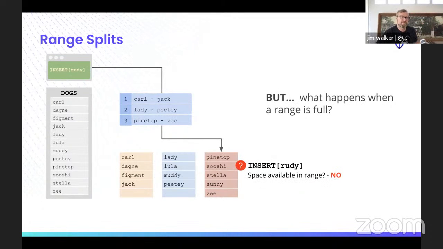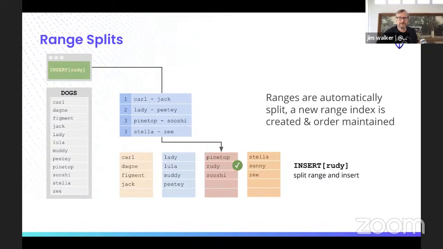Okay. Now what happens when I want to insert another record? We want to insert Rudy. That's the key. There's no room. What we're going to do is split that range. We're going to take it in half, split it in half, and insert Rudy. We're good to go.